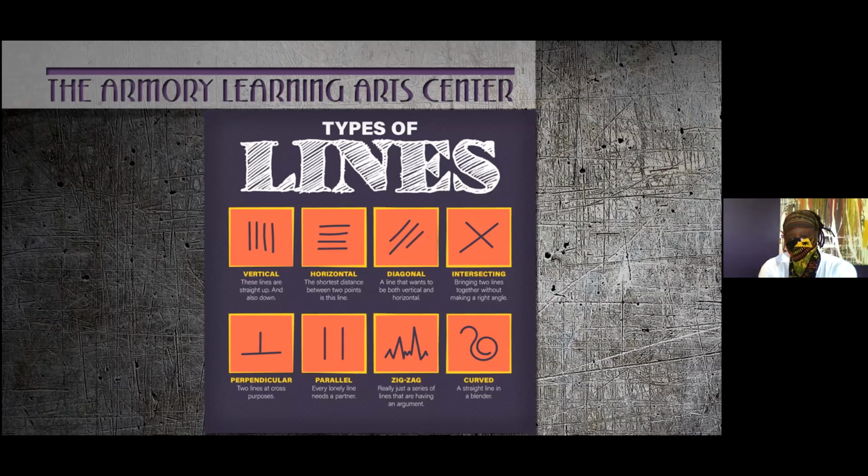Zigzag lines, that's a frequency. Quite often you see that to indicate frequency or movement, something that's not static, but it moves. And curved lines, of course, are used quite often to depict organic shapes or things in nature that are not composed of straight lines, because typically we don't think of straight lines as being in nature. Seldom do you see straight lines being utilized in nature.